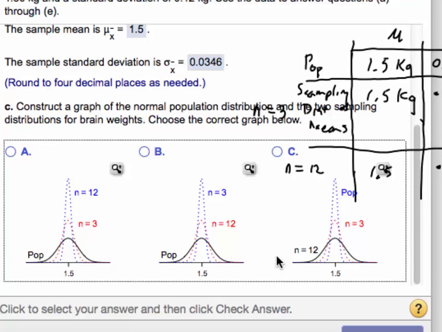So which one has the smallest standard deviation? 12, and the biggest standard deviation? Population. Population will have the biggest standard deviation, and then as soon as you start taking samples, the means of the samples will have smaller and smaller standard deviations for larger and larger samples. So Paul is suggesting A. You guys agree? Yep.